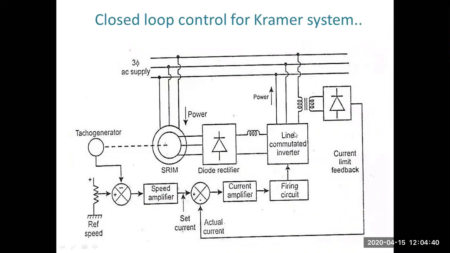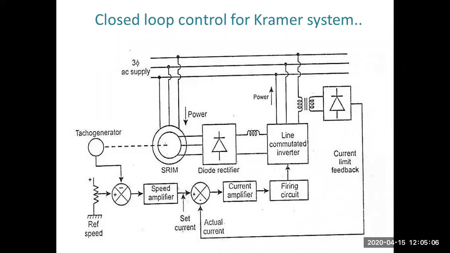And to control this inverter voltage, we are using a firing circuit, and this firing circuit is controlled through the current amplifier as well as the speed amplifier. So we are taking two inputs here. One is the speed control. You can say that it is an inner speed control and outer current loop control, which we have read in the previous lectures. So this is how a closed loop control of the Kramer system works.